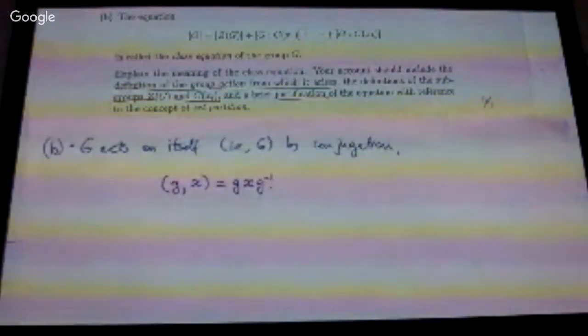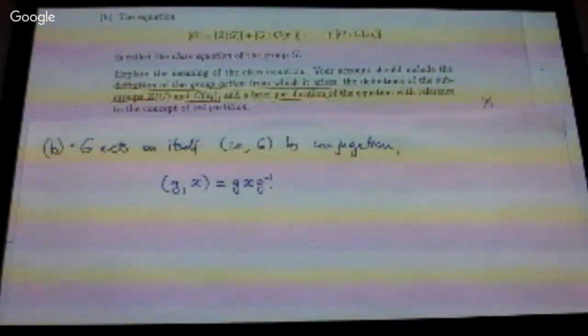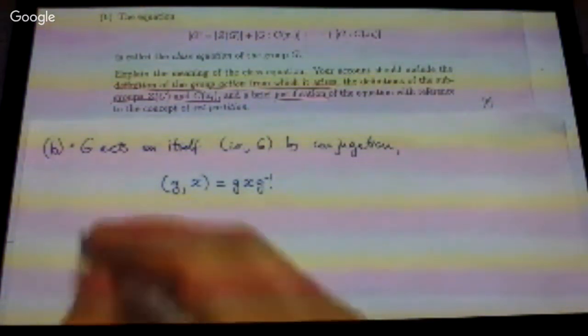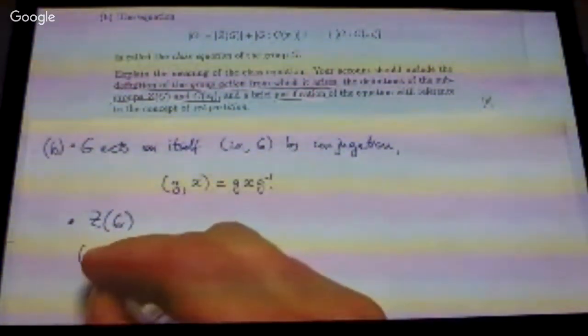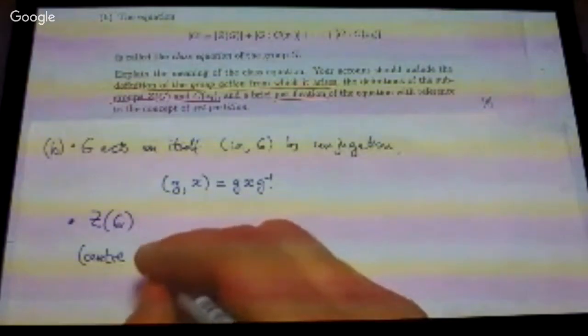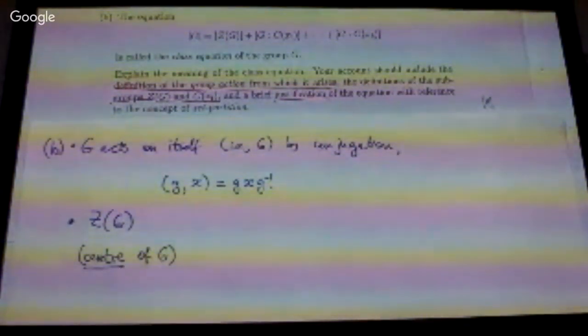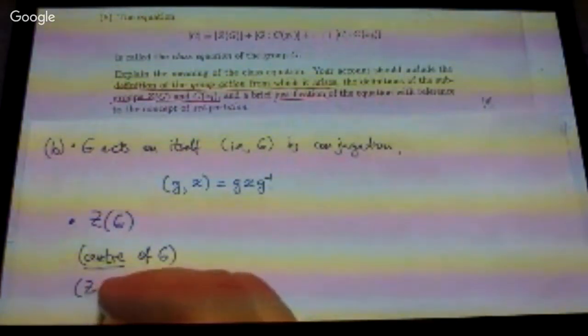So now, that's the first thing, we've stated which action it arises from. Now we should give the definition of Z(G) and C. So Z(G), this is called the center of G. It's from German, it comes from Zentrum.